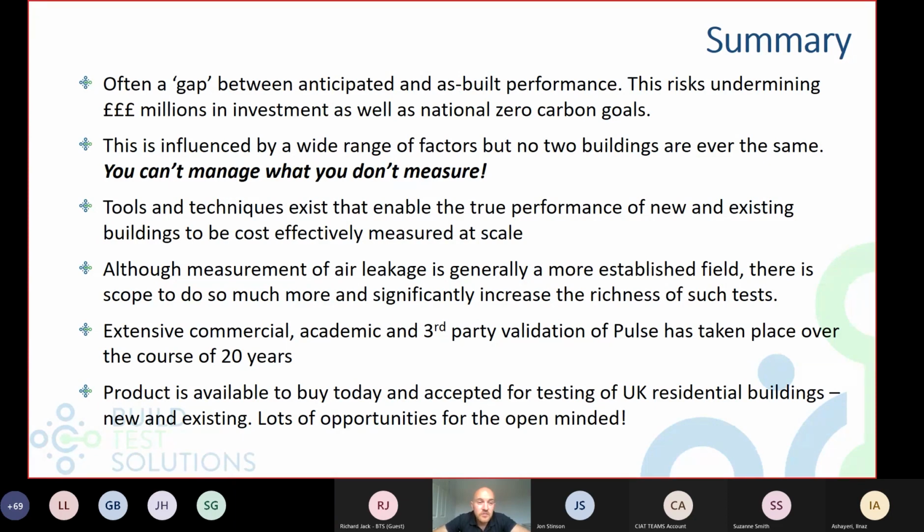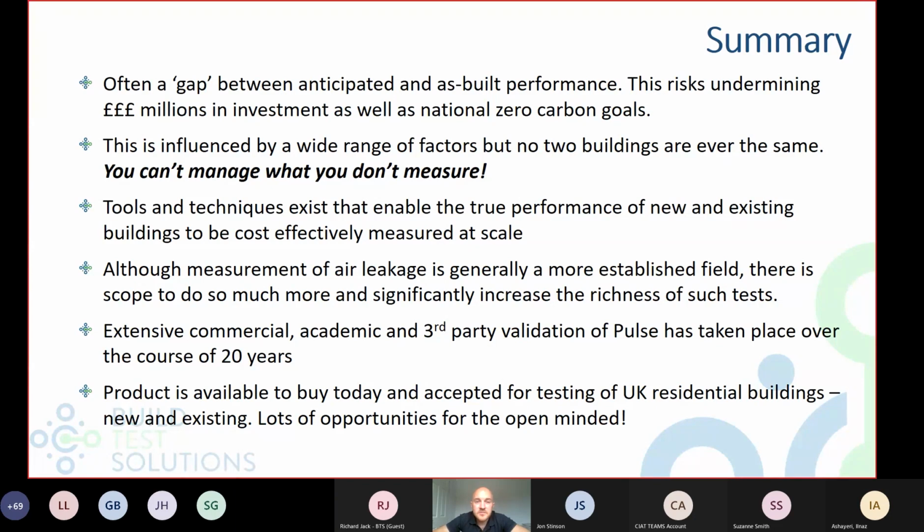As we've shown here with Pulse and some of the other techniques in our portfolio, the tools and techniques absolutely do exist to enable the measurement of true performance, and it's becoming less and less disruptive, more and more affordable, and should absolutely be done at scale.